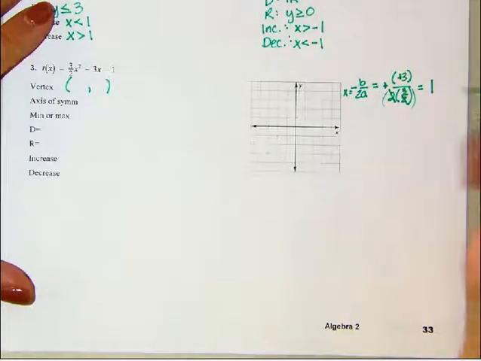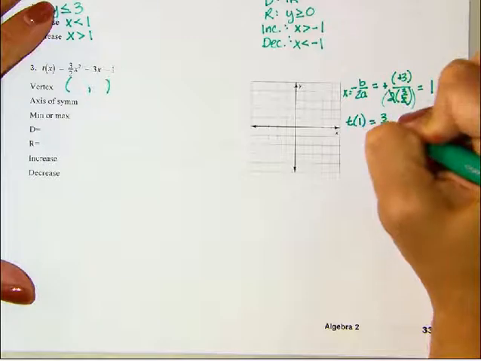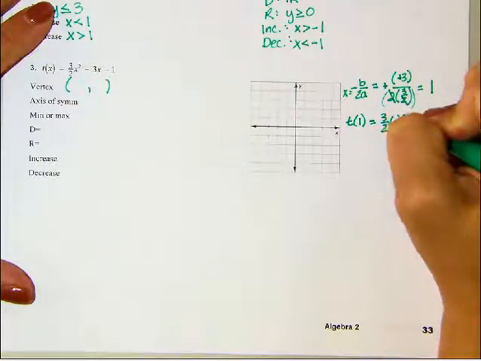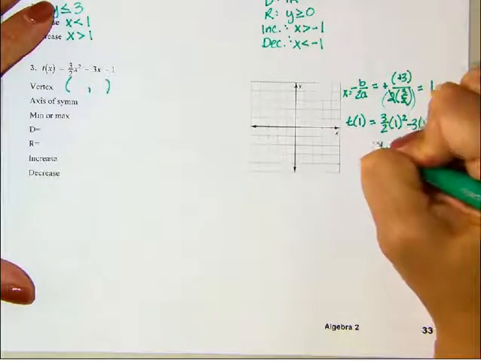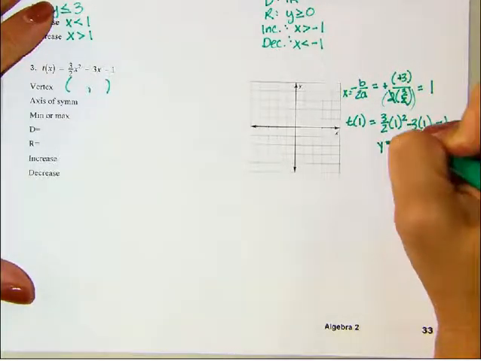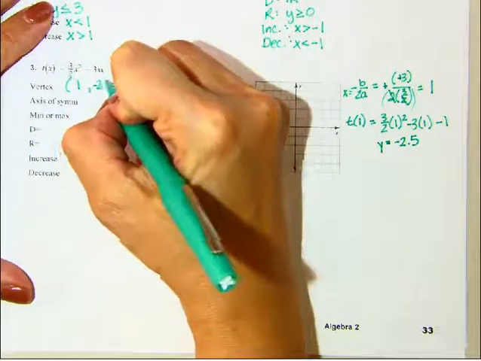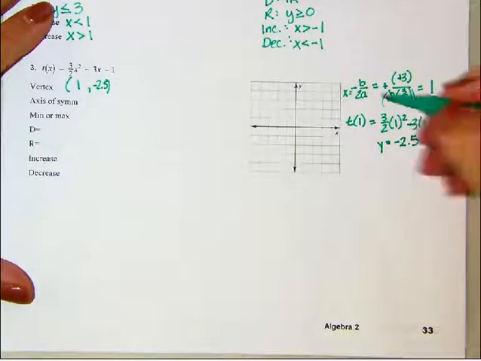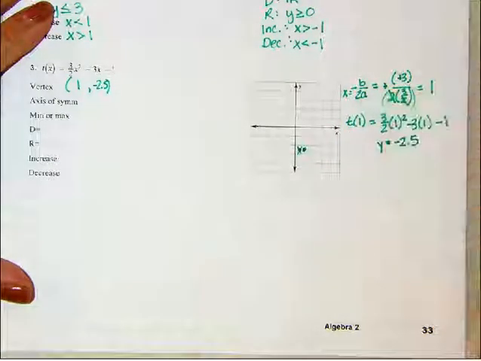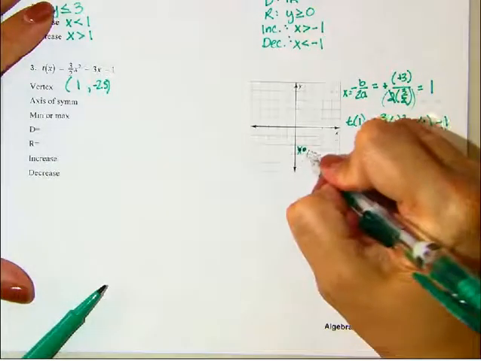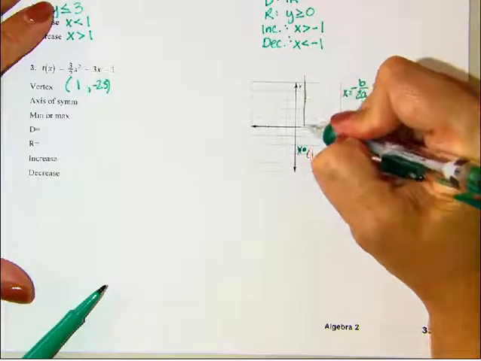So if I want y, I'm going to plug in 1. So I have 3 halves times 1 squared minus 3 times 1 minus 1. In this case, y is going to equal negative 2.5. So I have the point 1, negative 2.5, and I graph that. Oh, no, it'd be right here. I'm sorry, ignore that. So this is 1, negative 2.5. My axis is when x is 1.